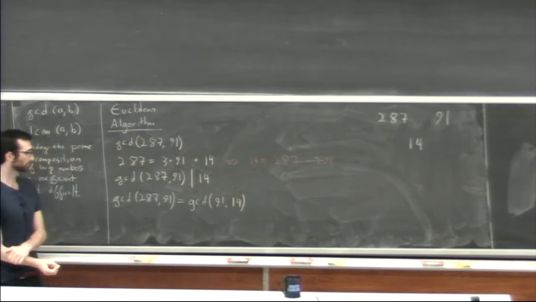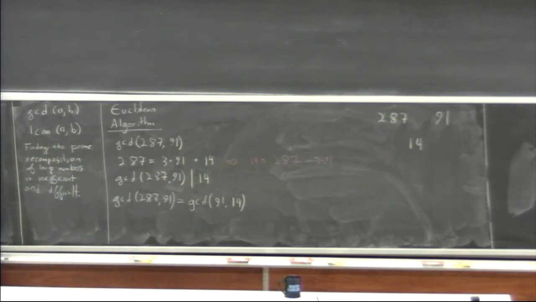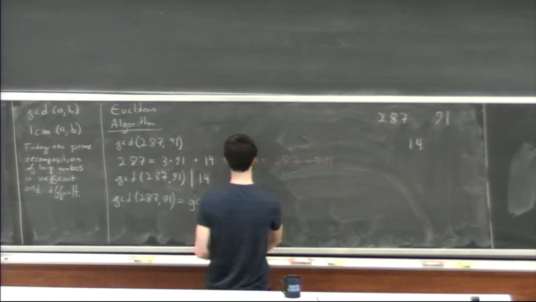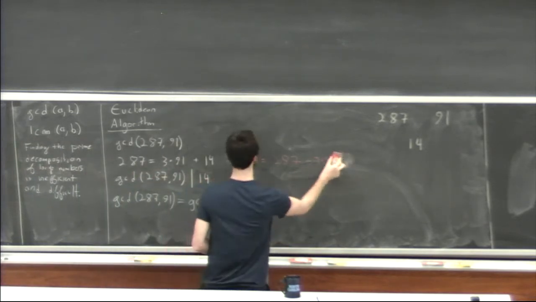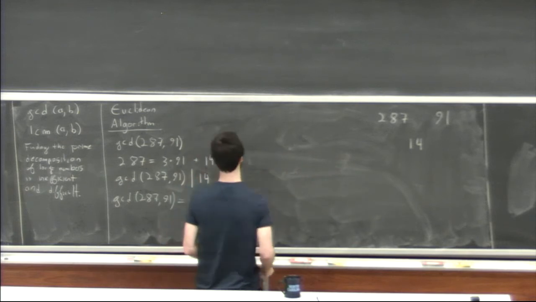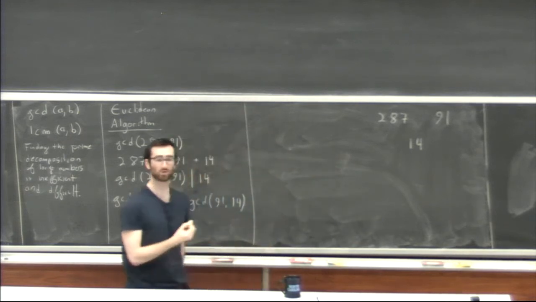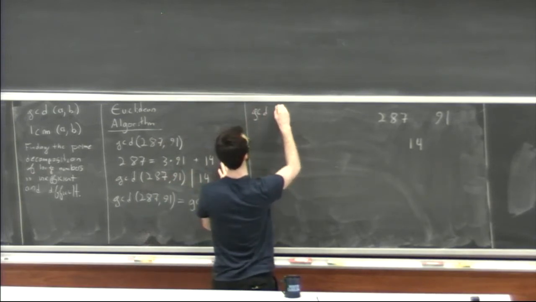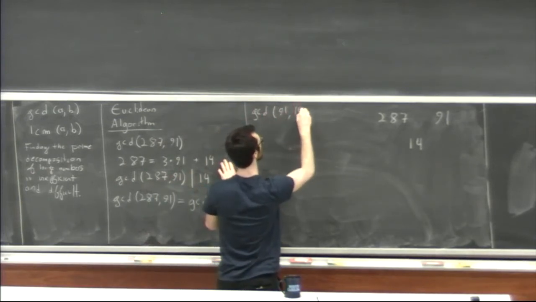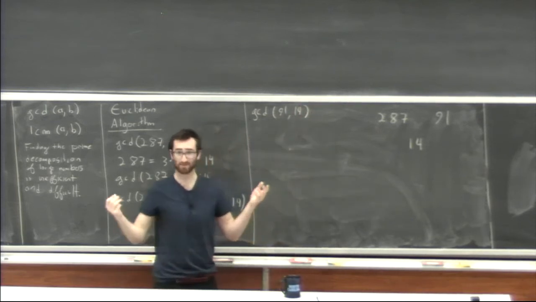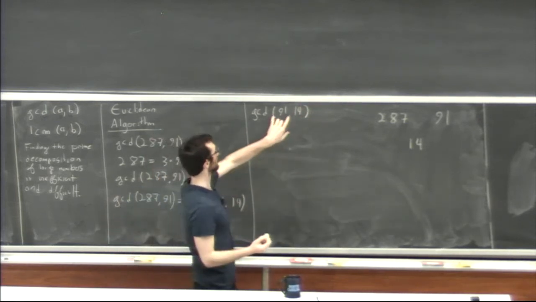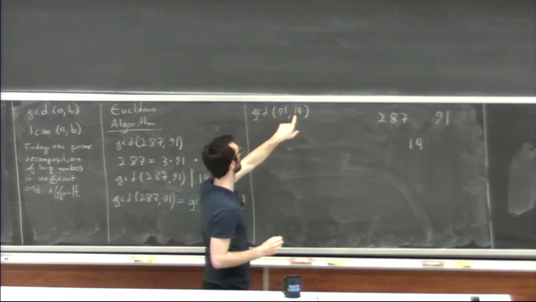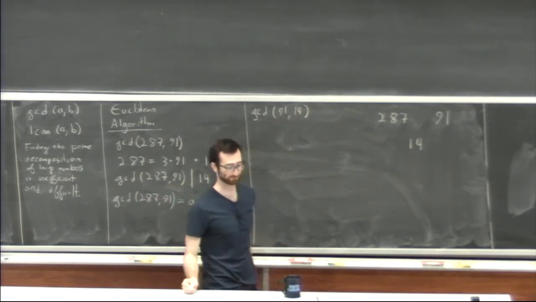Okay? And now I can repeat this procedure. So let me erase this extra step for the moment. So now, let's say I'm trying to find the GCD of 91 and 14. And let's say that I have the same idea. What I should do is try to divide with remainder 91 by 14.